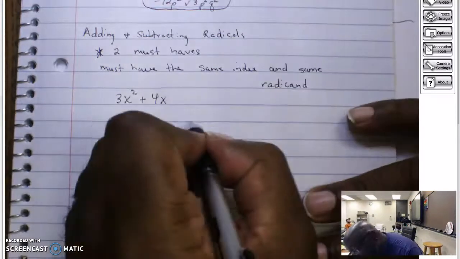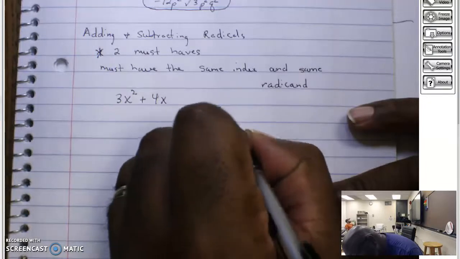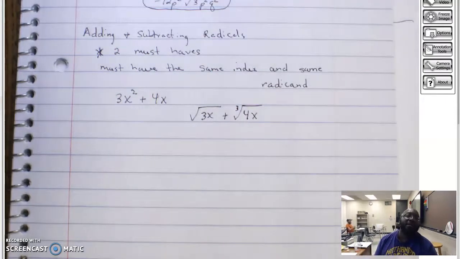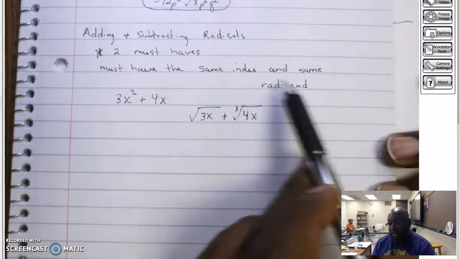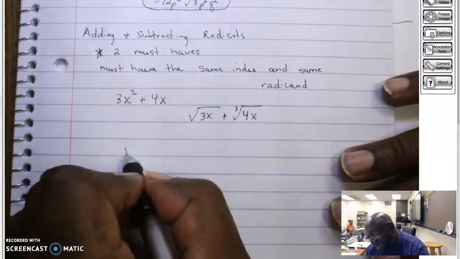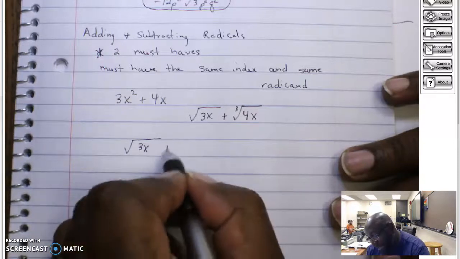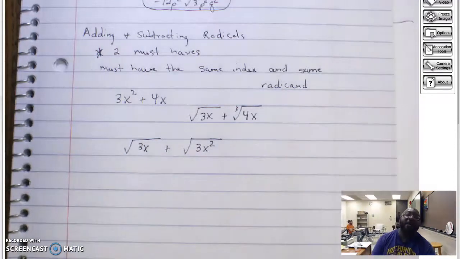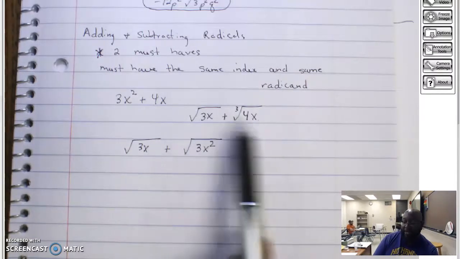Same concept. If you had the square root of 3x plus the cube root of 4x, we cannot add those 2 things together because they have different indexes. Or let's have a situation where they have the exact same index but different radicands. You can't combine these two.